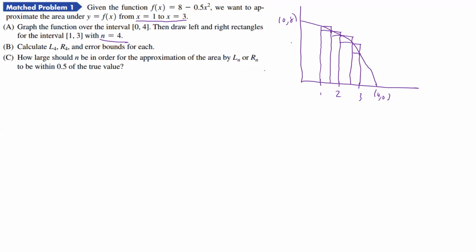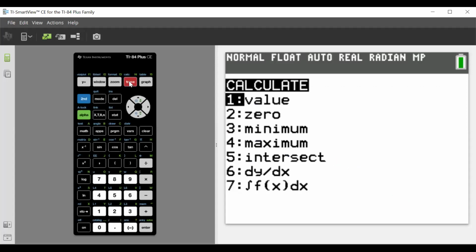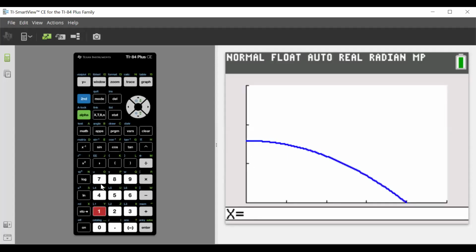And so now what we need to do is we need to find that point, that point, that point, that point, and that point. Okay. And so we're going to go to our calculator and we're going to get those from there. And how we do that is we just do our second trace. We want a value and we need it at what? We need it at 1.